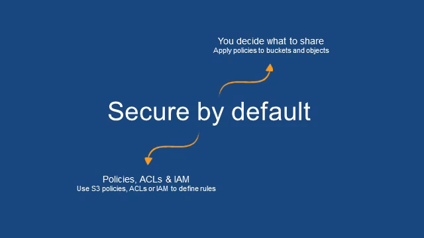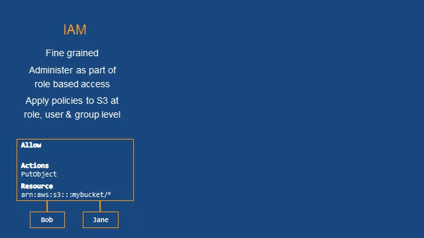Those policies take three forms: S3 policies, ACLs, or you can use AWS Identity and Access Management, IAM, to define those rules. We'll just have a look at the differences between those three options. So taking the last one first, which was IAM, this is very fine-grained control. It allows you to integrate the permissions that you apply to S3 objects or buckets as part of an overall role-based access policy that you define within the IAM tool for your AWS account.